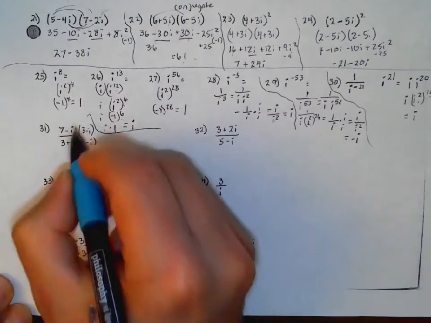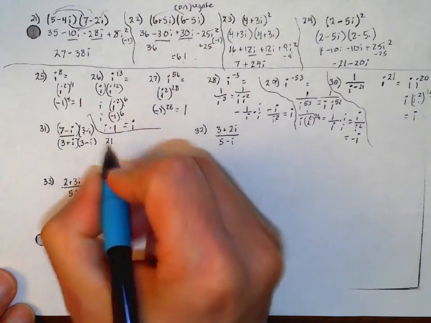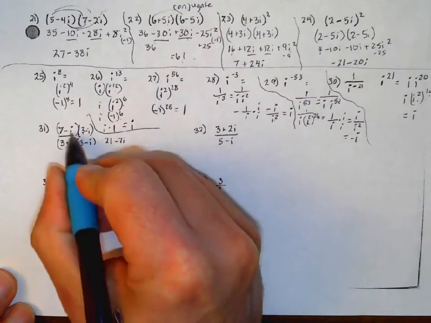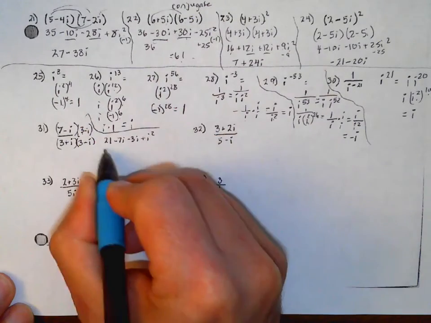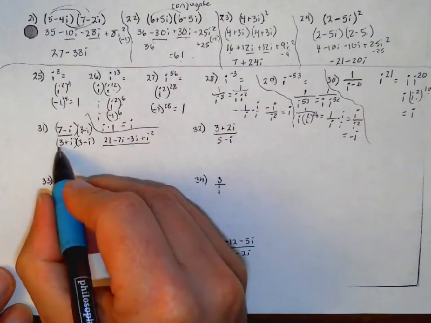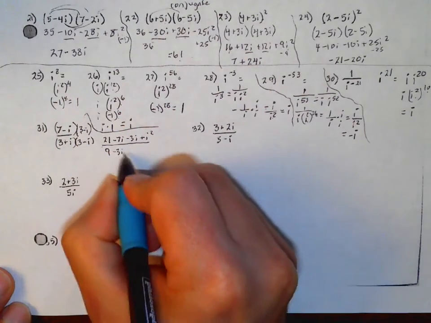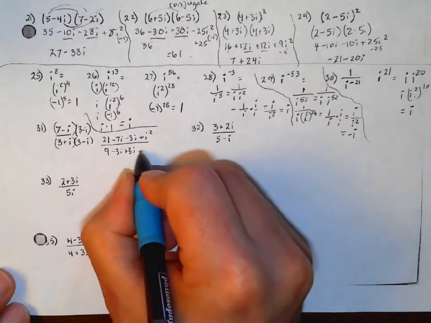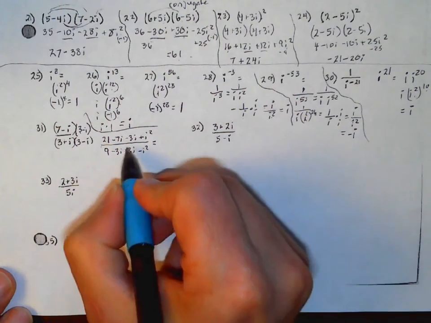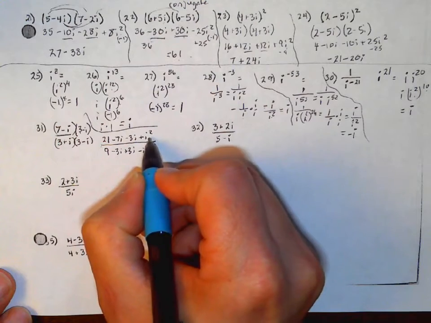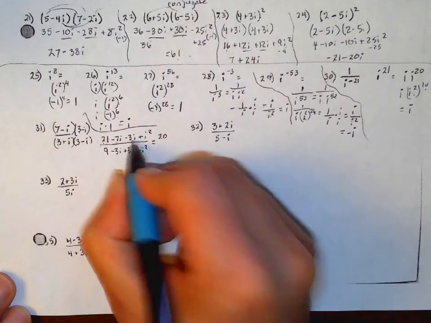Okay, so then it's just a lot of multiplying stuff that we did before. So 7 times 3, 21, minus 7i, minus 3i, plus i squared. And if we multiply on the bottom, 3 times 3 is 9, minus 3i, plus 3i, minus i squared. Now we want to simplify them both. This is a negative 1, so 21 minus 1 gives you 20. Negative 7 minus 3 would be negative 10i.